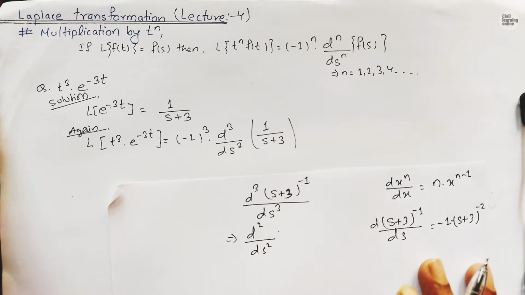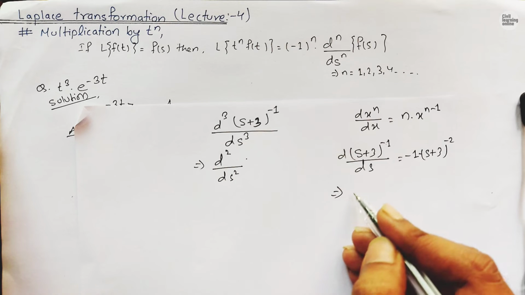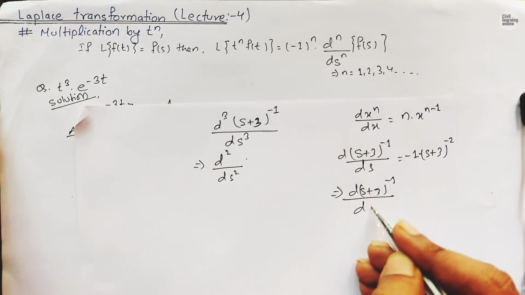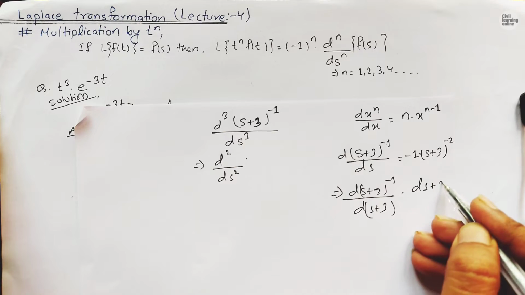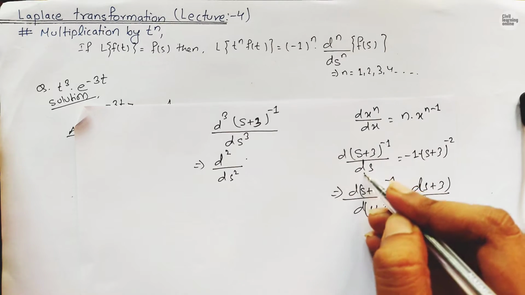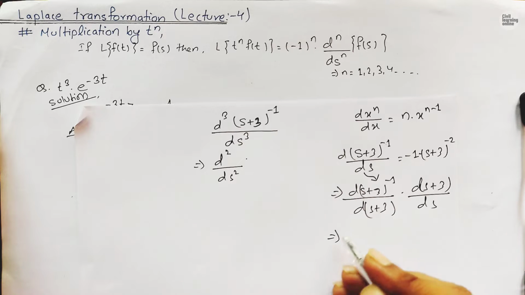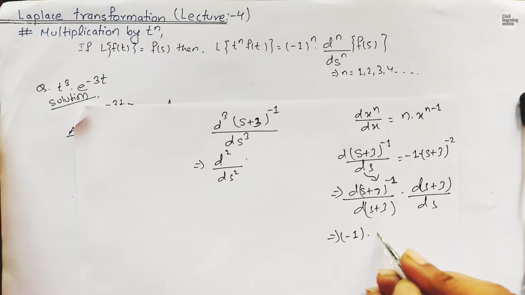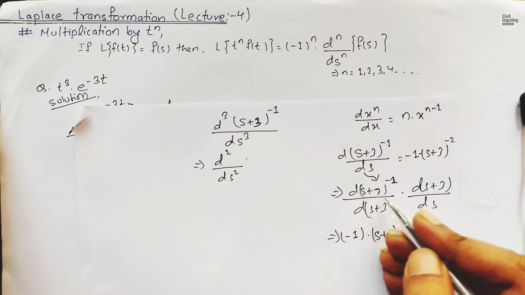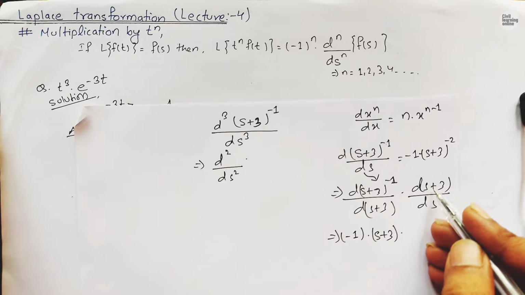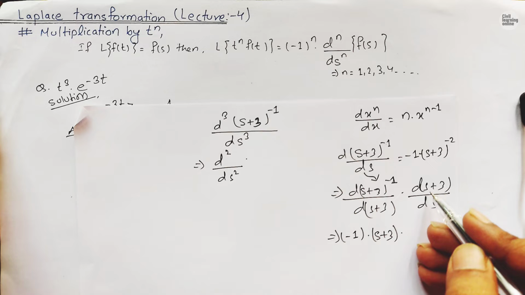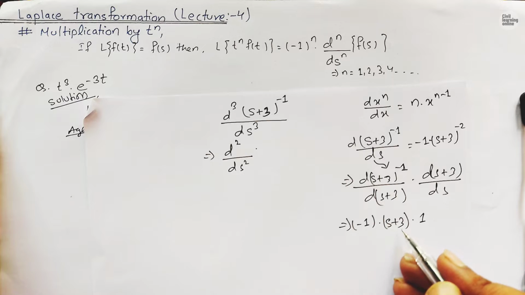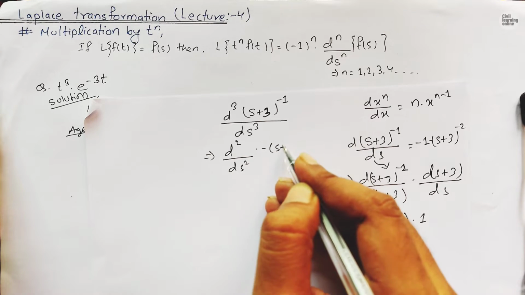minus 2. Actually, we need to use the chain rule here, so this will get elaborated as d(s plus 3) to the power minus 1 upon d(s plus 3) times d(s plus 3) upon ds. When we open this, it gets converted into this form. Now the derivative of (s plus 3) to the power minus 1 is minus 1 times (s plus 3) to the power minus 2 times the derivative of s plus 3 by ds, which equals 1. So on doing the derivative the first time, we have minus (s plus 3) to the power minus 2.